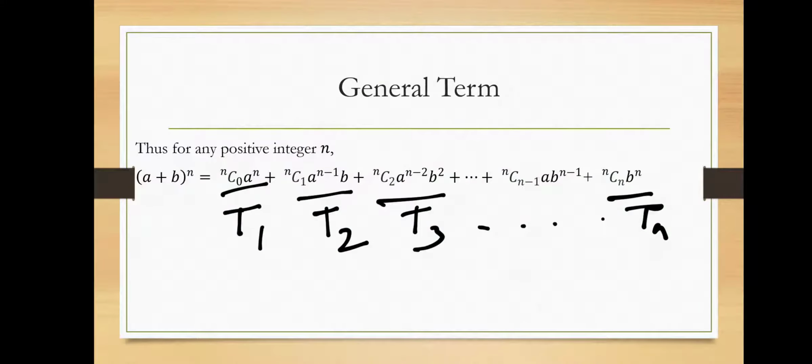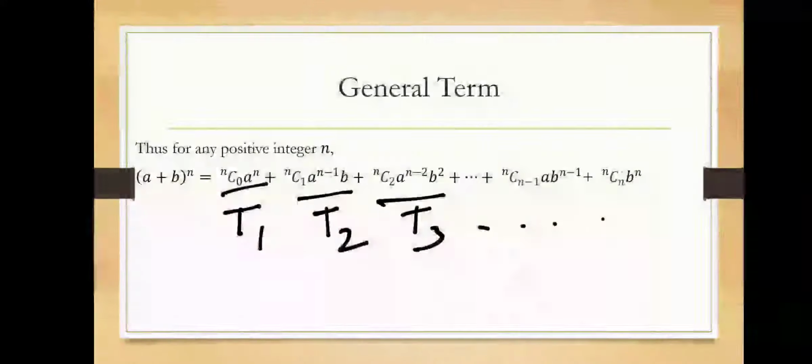I shouldn't say this is actually Tn. I should be resisting the temptation of writing that as Tn. Anyway, so now if you just look at the first term, it is nc0 a to the power n. In the second term, it is nc1 a to the power n minus 1 b. Then in the third term, it is nc2 a to the power n minus 2 b square.